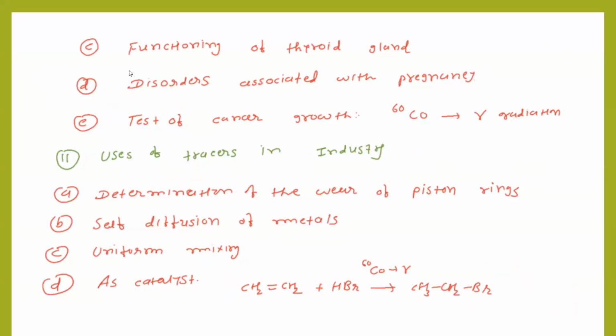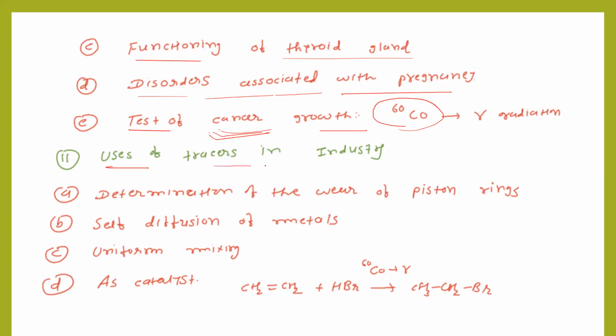Okay. Then we can use radioisotopes for the functioning of the thyroid gland. If you want to check the functioning of the thyroid gland, we have to go for this technique. Disorders associated with pregnancy: the pregnancy system is very complicated, and there are some disorders, so those can be detected by the radioisotope technique. Test of cancer growth: if we use cobalt 16, then we can find out, sorry, not the cancer mechanism, but how cells are exactly functioning in the cancer or tumor.